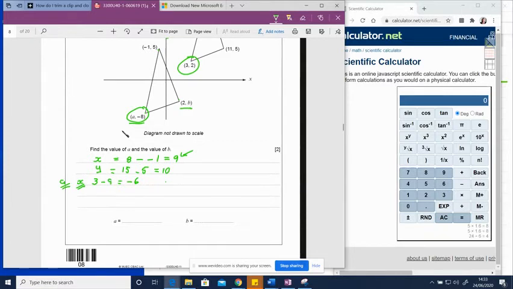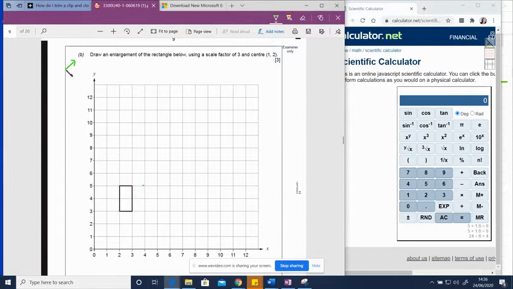The B coordinate, which is y, same process. We take the y coordinate of 5. We take 10 away because it's going to move down 10. 5 minus 10, which is equal to minus 5. So that's the B coordinate. So A here is minus 6 and B is minus 5. So let's put them in. A minus 6, B minus 5, and that's the question answered.